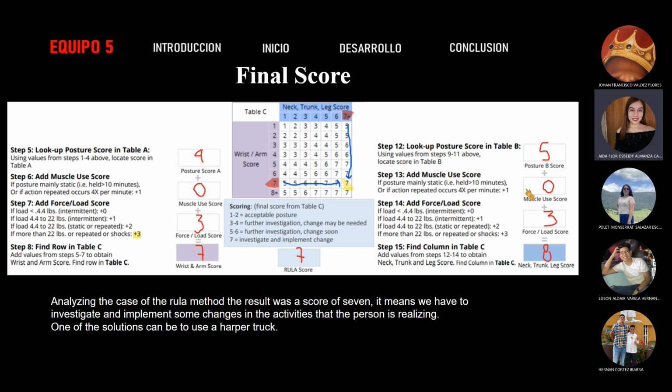It means we have to investigate and implement some changes in the activities that a person is realizing. One of the solutions can be to use a hard pressure test. That's all. Thank you.